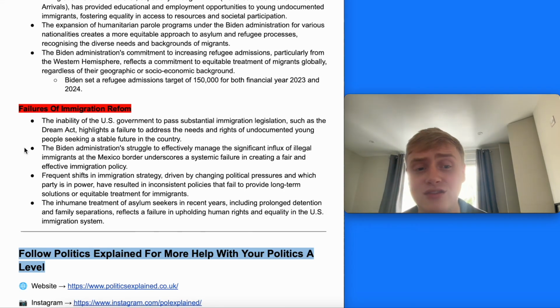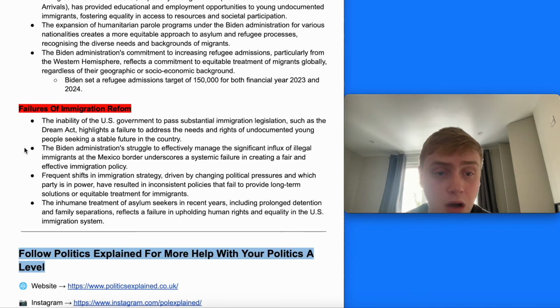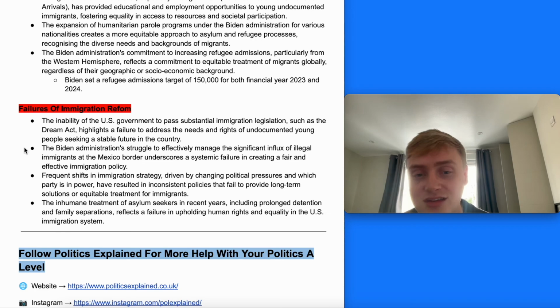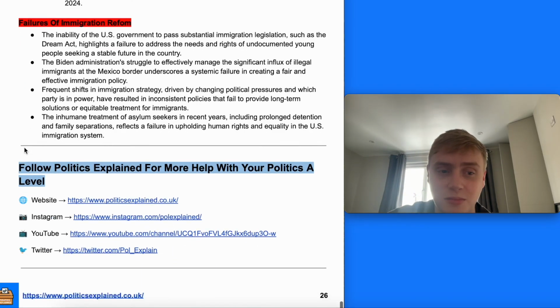And frequent shifts in immigration strategy, driven by changing political pressures and which parties are in power, have resulted in inconsistent policies that fail to provide long-term solutions or equitable treatment. And finally, the inhumane treatment of asylum seekers in recent years, including prolonged detention and family separations, reflects a failure in upholding human rights and equality in the US immigration system.